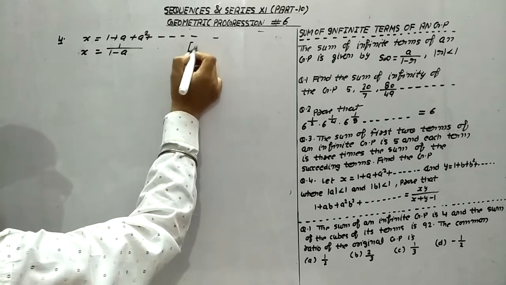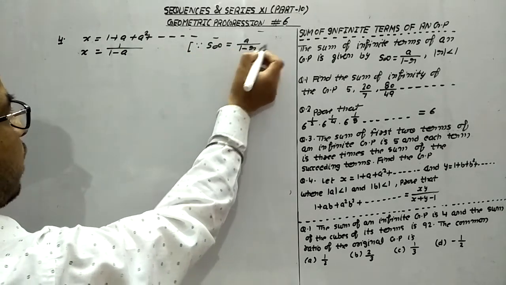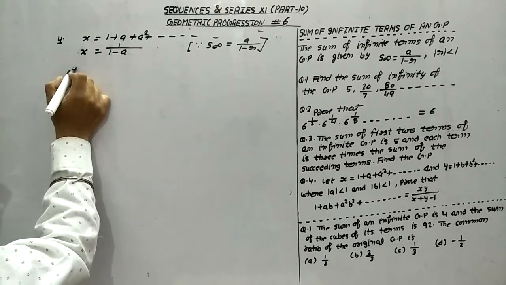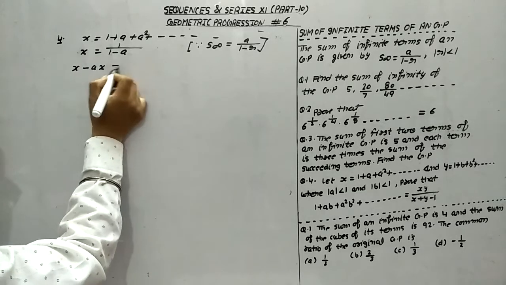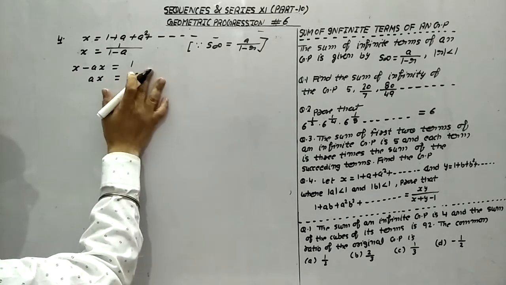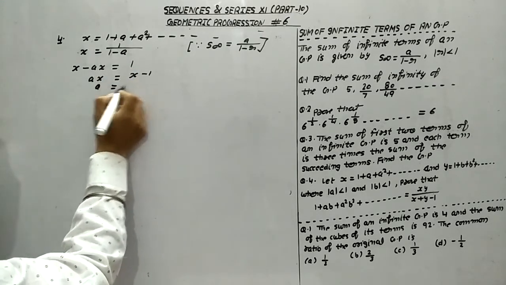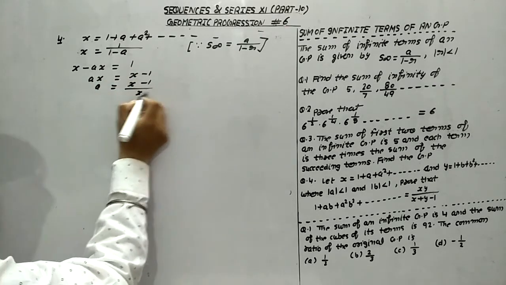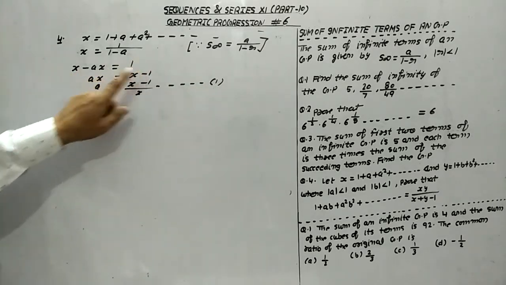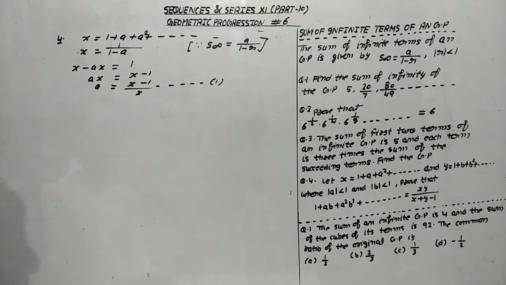Here we are applying the rule, because as we know S infinity is equal to a upon 1 minus r. Now by cross multiplication, x minus ax is equal to 1. It means ax is equal to x minus 1. It means a is equal to x minus 1 upon x. This is the first equation. Now look at this thing. We did cross multiplication: x minus ax is equal to 1, so ax is equal to this.